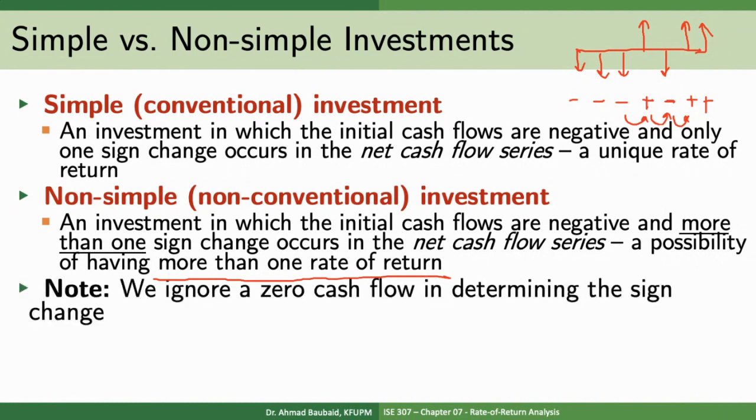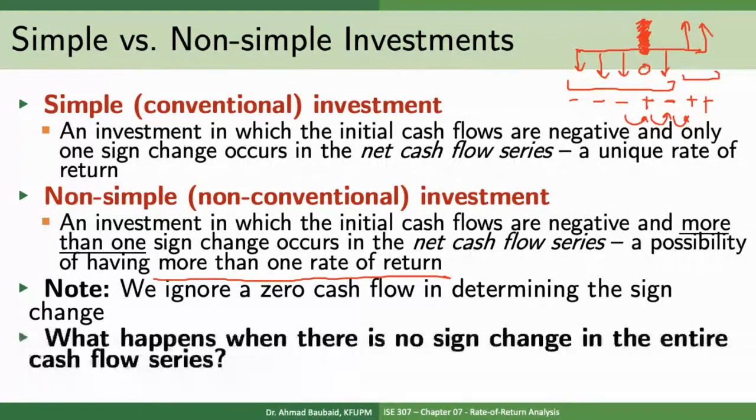Note, if you have a zero cash flow, so assume this arrow wasn't there. So this is actually very interesting. I picked a nice example. If this arrow wasn't there, so there's no cash flow here, cash flow is 0 at this time point, I actually can ignore the zero cash flow, and then I've turned my investment into a simple investment, because if I ignore this payment here, these are all negative, and then there's one sign change here. So if this was 0 here, I can ignore it, and I've turned my investment from non-simple into simple. Okay, so this is just a note for you.